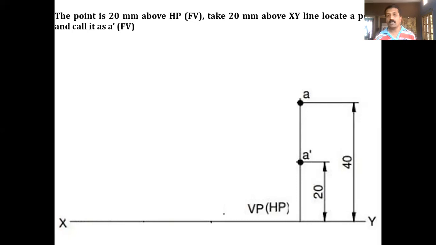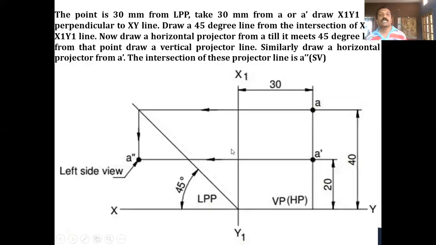Now we'll move on to the next information he has given. It says the point is 30 millimeter from LPP. Till the last example, we discussed all the examples with RPP because it is easy to draw. Always in our book or sheet we start from the left side, so that it is easy for us to draw the front view and top view, as well as the right profile plane distance, and draw it.